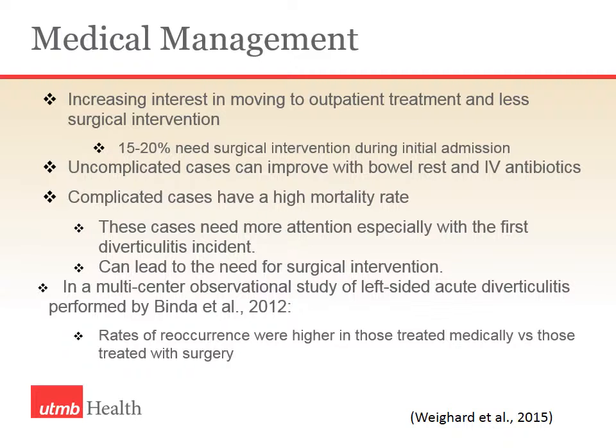Uncomplicated cases can improve with bowel rest and IV antibiotics, so that's why they're thinking to reduce costs and hospital admission by moving towards outpatient treatment. However, in complicated cases, there's a very high mortality rate. This is when there's more spreading of the infection and more abscess and different complications that can occur. So these cases need more immediate attention, especially with the first diverticulitis incident, and surgical intervention can be indicated.